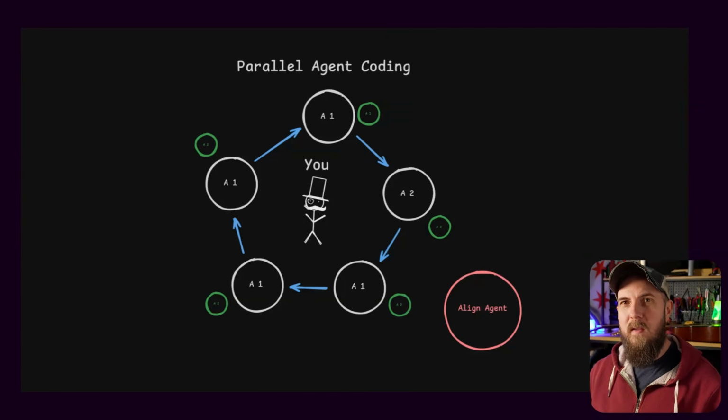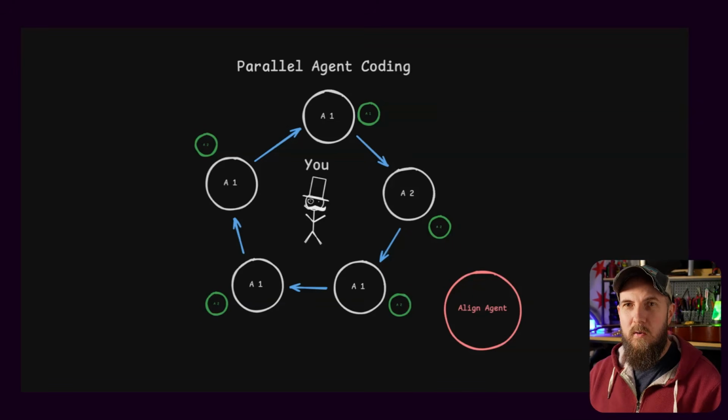But here's one way that you can think of doing this, and there's 3 distinct types of agents that you can use. The first agent is a builder agent. The second agent is like a pair programming agent that checks the code for the first agent. And the third agent is like an alignment agent or a synthesis agent.